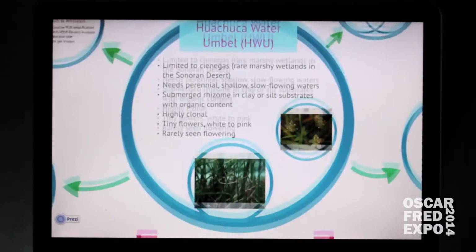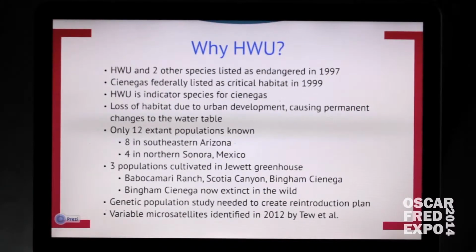So why would we want to look at the Huachuca water umbel? This plant, along with two other species, was listed as endangered in 1997, and its habitat, the ciénagas, was federally listed as critical in 1999. HWU is an indicator species for the ciénagas, and the loss of habitat has drastically reduced its range, such that there are only 12 extant populations known currently.